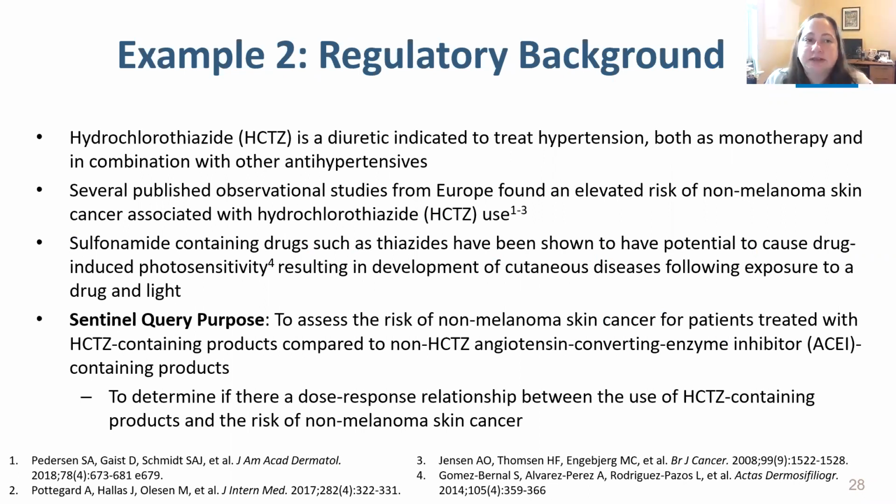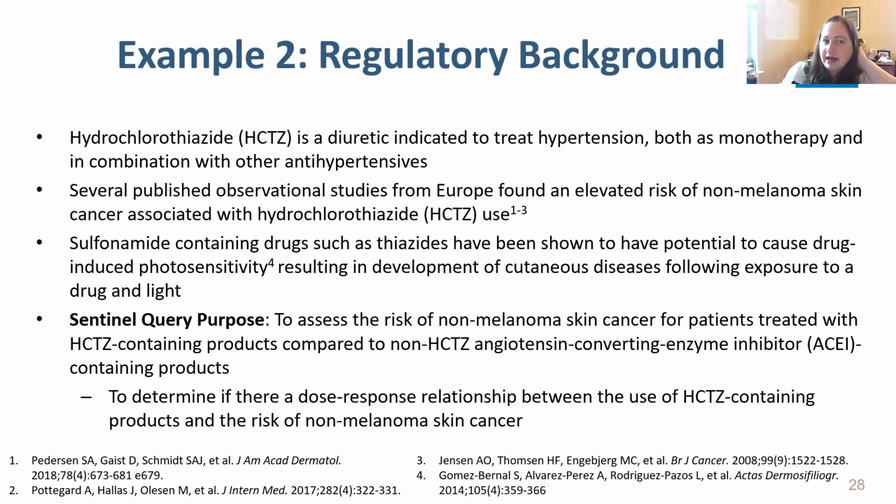This example is on hydrochlorothiazide. It's a diuretic that's used to treat hypertension. It is given as monotherapy, but it is fairly commonly given in combination with other antihypertensives. Several years ago, there were a couple of observational studies in Europe, I think mostly Danish studies, and they found an elevated risk of non-melanoma skin cancer associated with hydrochlorothiazide use.